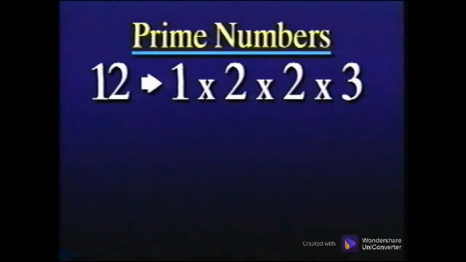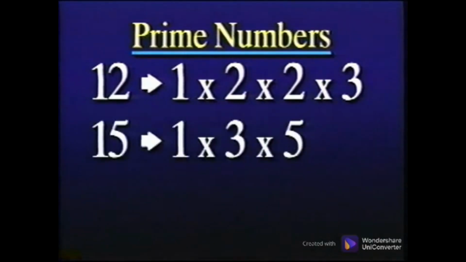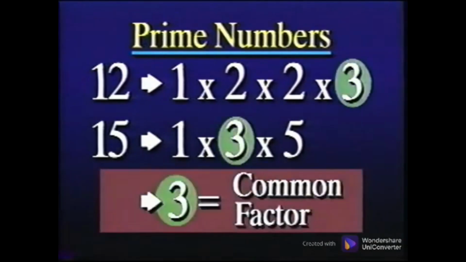The number 12 can be reduced to 1 times 2 times 2 times 3. The number 15 can be reduced to 1 times 3 times 5. 12 and 15, then, have only one factor in common, 3. This common factor plays a significant role in determining some gear problems, as we will see later.